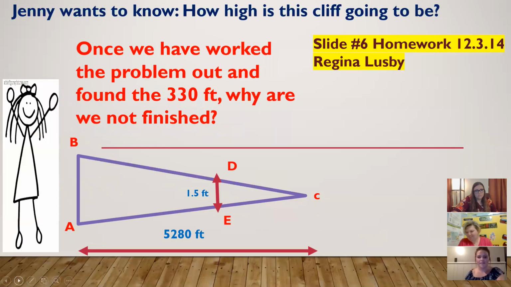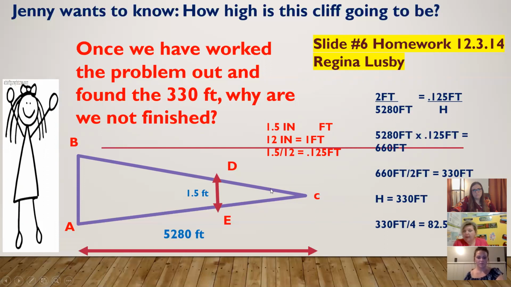Okay, thank you. Hey, Regina, once we have worked the problem out and found the 330 feet, why are we not finished with the problem? Okay, if you'll go ahead and click that. So after we go through all the steps of working this problem out, and we find the 330 feet, what we need to know next is that is actually showing a mile away, and she was not a mile away. I believe her name was Jenny. She was actually just a quarter of a mile away. So what we have to do then is take that 330 and divide it by 4, and that gives us the correct answer of 82.5 feet.